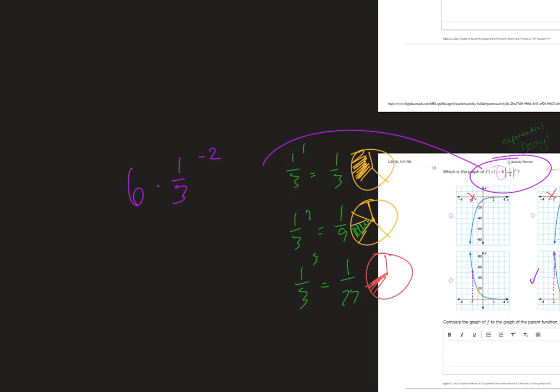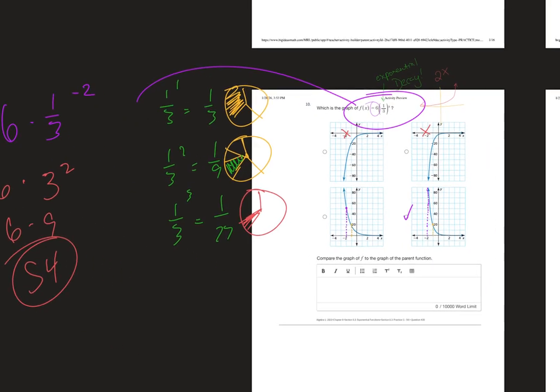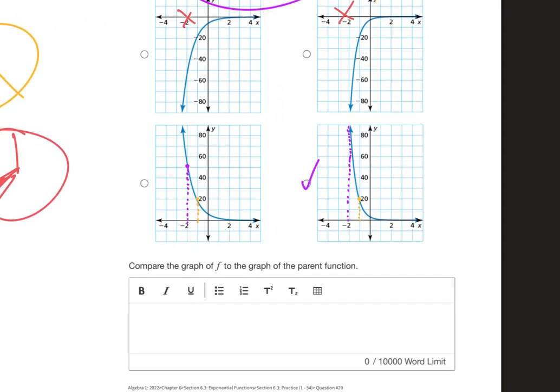Negative 2 power. Well, so what we get is that 6 stays the same. This is now 3 squared. That's 9. That's 54. You know what? I was wrong. I thought I liked this one, but no. I like this one better.